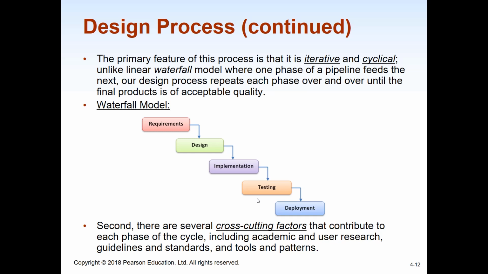Okay, so there are several cross-cutting factors that contribute to each phase of the cycle, including academic and user research, guidelines and standards, and tools and patterns. Each one of these stages will have its own requirements, standards, guidelines.